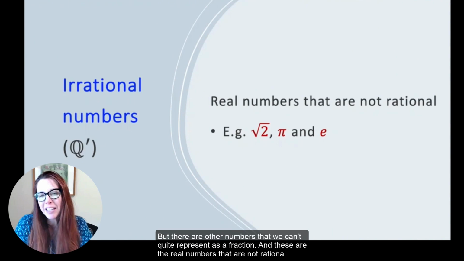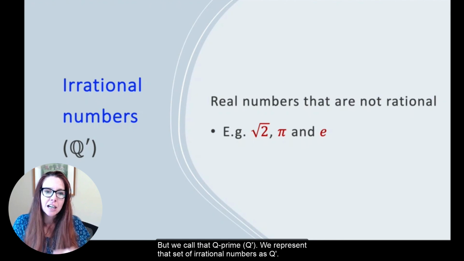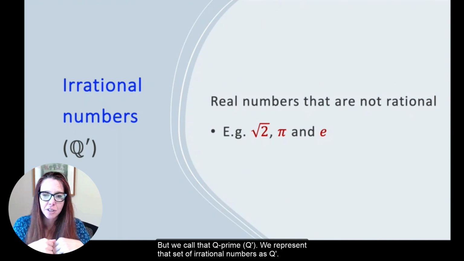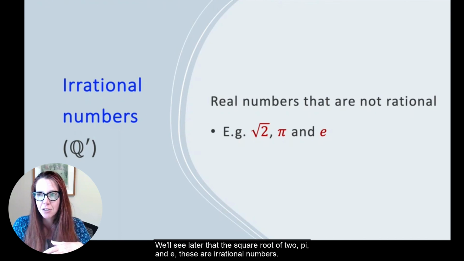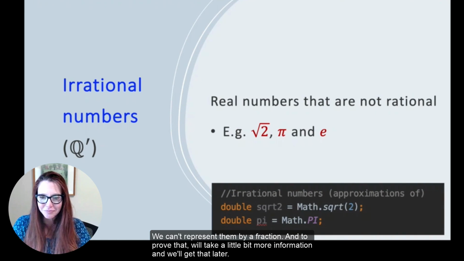But there are other numbers that we can't quite represent as a fraction. And these are the real numbers that are not rational. We call them irrational numbers. We represent that set of irrational numbers as Q prime. We'll see later that the square root of 2, pi, e, these are irrational numbers. We can't represent them by a fraction. And to prove that, we'll take a little bit more information, and we'll get that later.